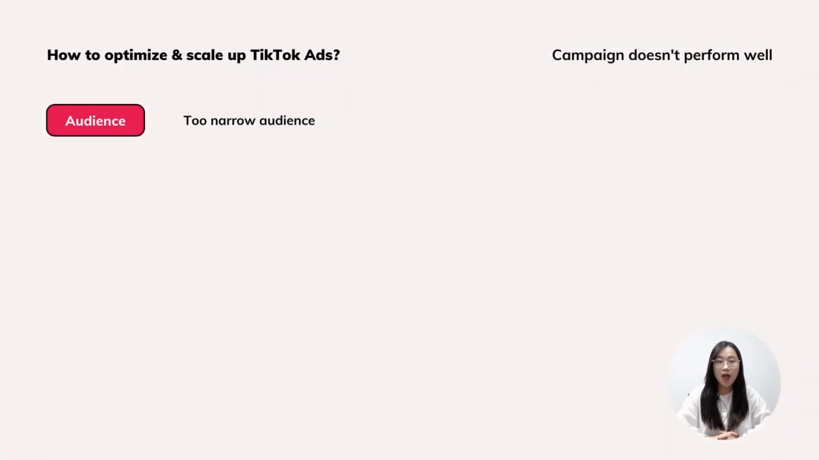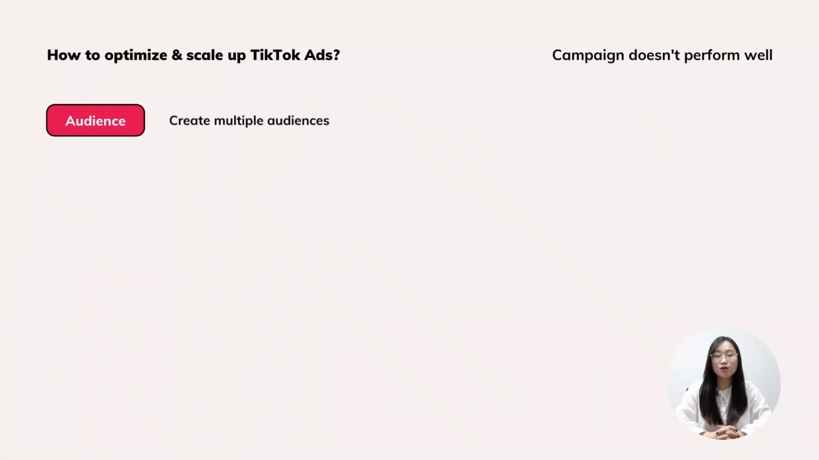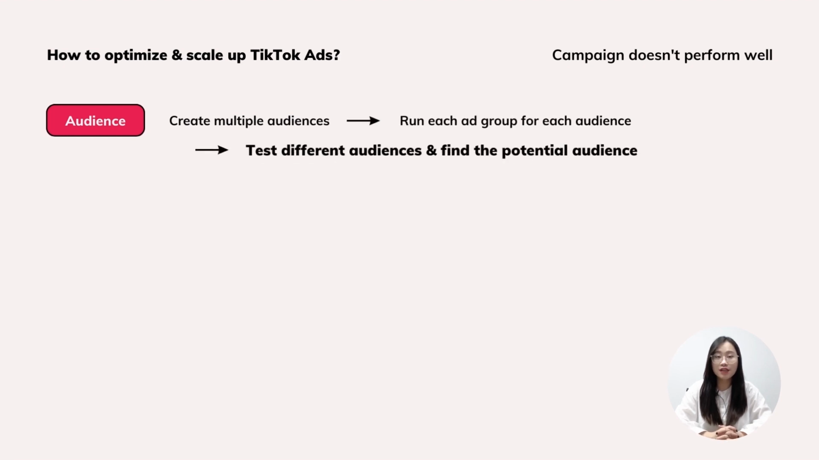With the audience, maybe you are targeting too narrow an audience. In this case, you can miss out on the high converting audience. As we said in our tutorial about running your first campaign on TikTok, TikTok and TikTok Pixel also need time to discover your audience, to find who shows interest in your products and who wants to complete payment. That's why you should create multiple audiences and run each ad group for each audience, so you can test different types of audience, view detailed analytics about one specific audience, and it will be easier to find the most potential audience.